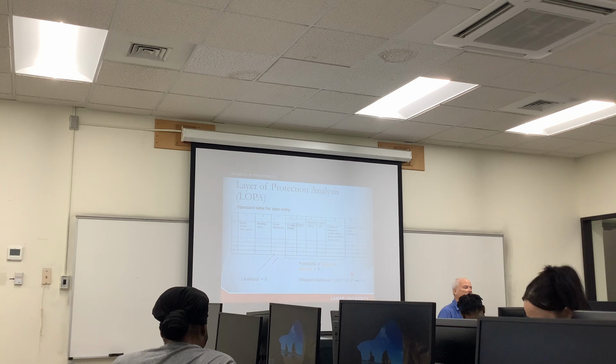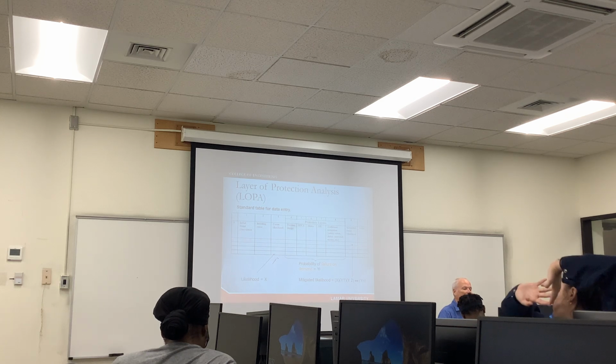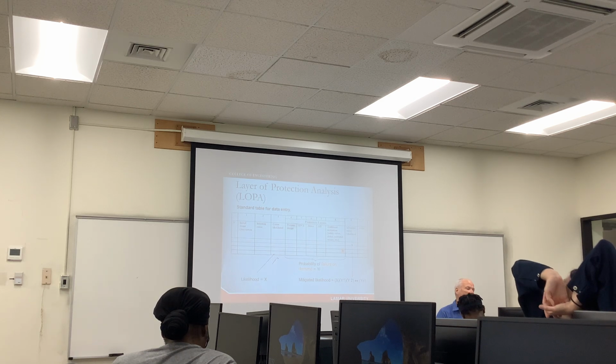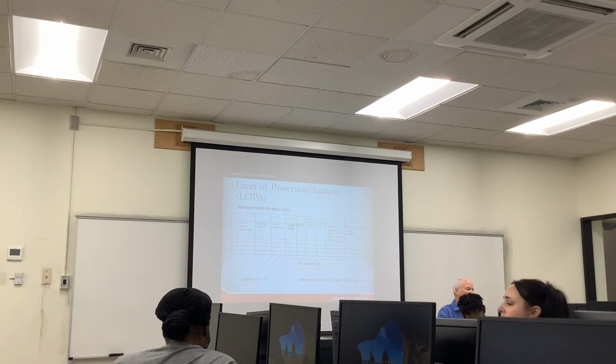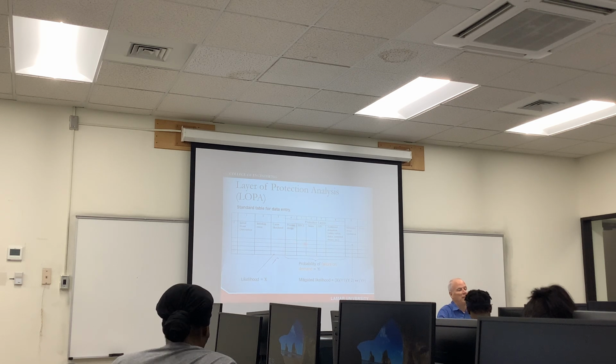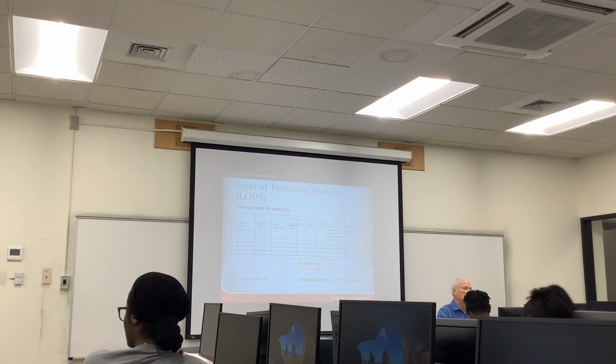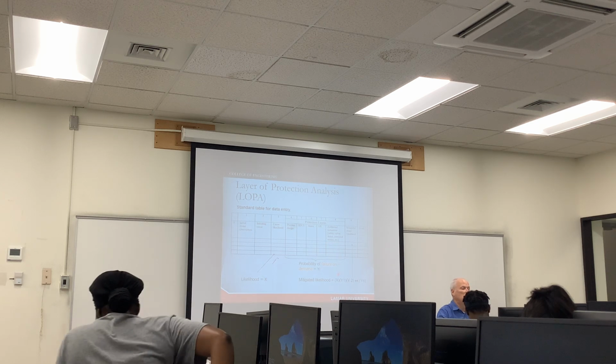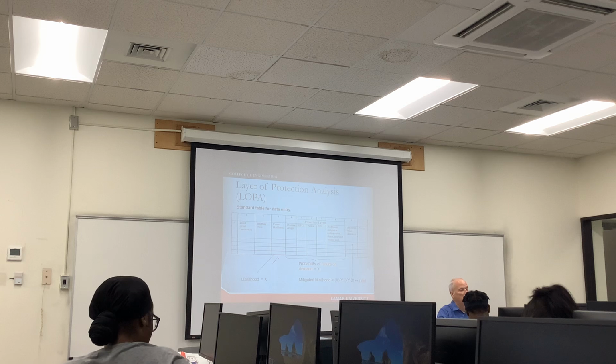This is the typical layer of protection analysis table that you would put in. You say, this is my initiating event, this is my initiating cause, its likelihood, and then these are my protection layers, however many there are. And you just multiply them together. And that gives you the mitigated likelihood. Okay.